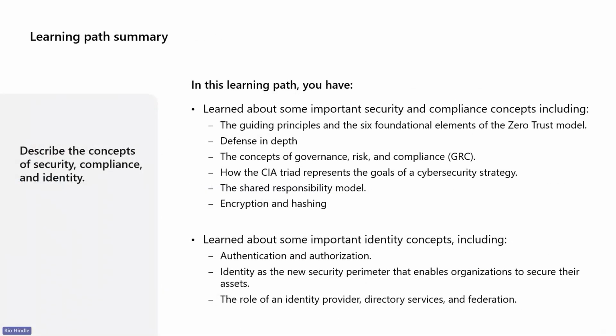So in this learning path, we touched on the guiding principles and the 6 foundational elements of zero trust, the concept of governance, risk, and compliance, and how the CIA represents the goals of cybersecurity. We talked about those trade-offs, the shared responsibility model from on-prem to IaaS, PaaS, and SaaS, and the differences between encryption and hashing. And of course, we looked at simple concepts such as authentication and authorization, with the analogy around the airport, right? Bringing your 2 pieces of identity. Identity being the new security perimeter as the security landscape has changed, and the role of the identity provider and how that all came about in regards to modern authentication.